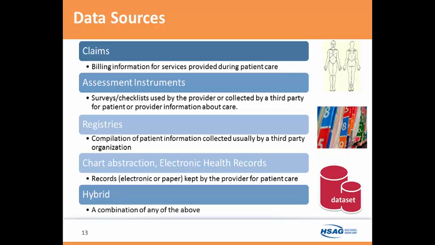An example would be the National Healthcare Safety Network, which collects information on infection control adherence rates and healthcare personnel influenza vaccine status. There is also chart abstraction or electronic health records, and this uses the patient records, whether they be electronic or paper, kept by the provider for patient care. And hybrid measures are the combination of any of the above data sources.